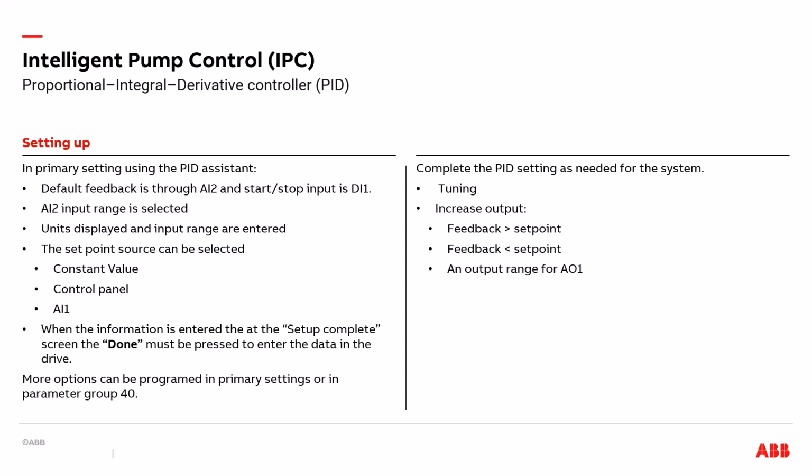Analog output range for analog output 1 can be set. Sleep function can be at off. If sleep function is turned on, you can program the activation level, the delay time, the boost settings, and the wake-up settings. Now let's go through setting up the PID loop.